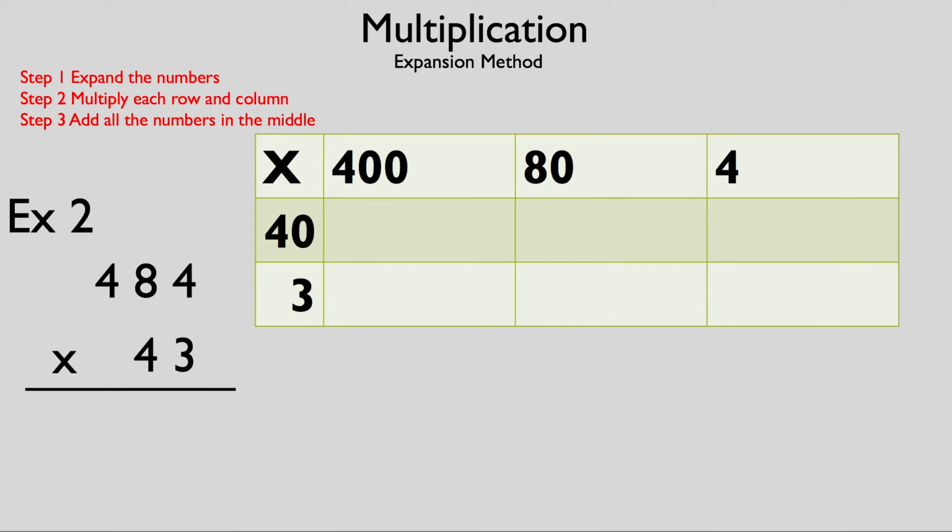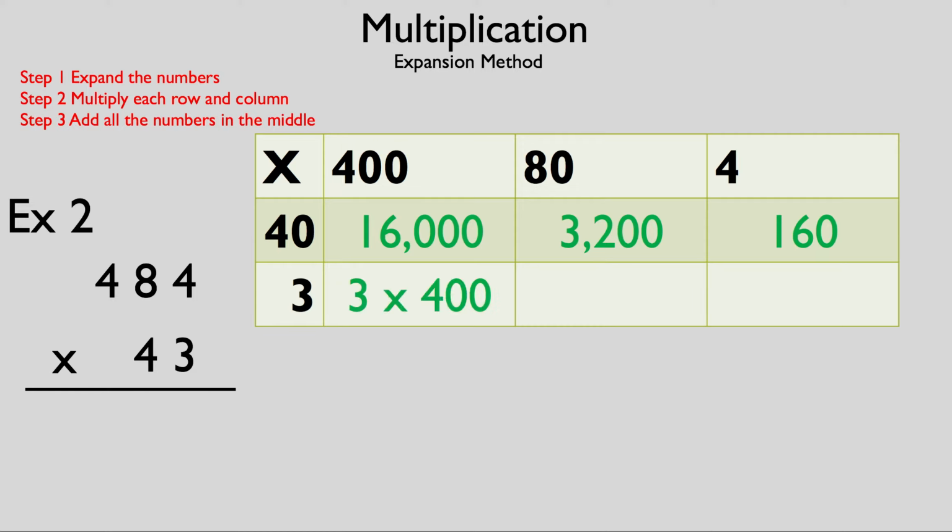So if we're going to do the first row, that is empty, we're going to do 40 times 400, which is 16,000. 40 times 80, which is 3,200. Then 40 times 4, which is 160. Now we're going to do 3 times 400, which is 1,200. And now we're going to do 3 times 80, which is 240. And now 3 times 4, which is 12.